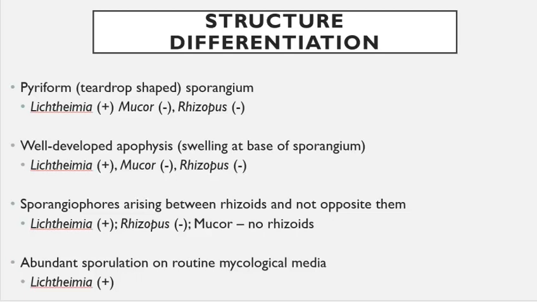A well-developed apophysis or swelling at the base of the sporangium. Lichtheimia would again be the only species that would have that. Sporangiospores arising between rhizoids and not opposite them. Lichtheimia is the only one that does. Mucor does not have rhizoids. And then finally, Lichtheimia would have abundant sporulation on routine mycological media.